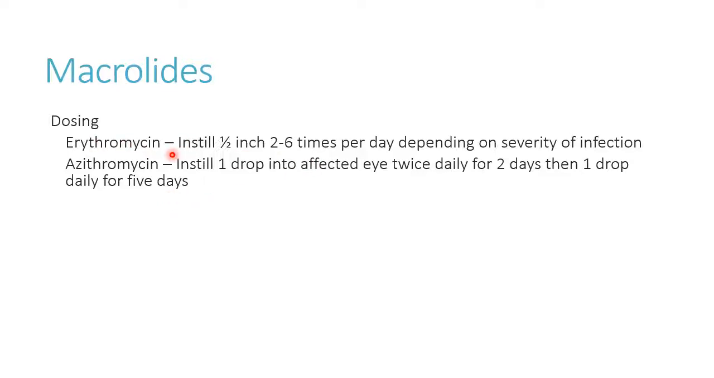So for instance, with erythromycin, maybe giving it anywhere between 2 to 6 times per day, depending on the severity of infection, right? So again, you're going to be looking at it and be like, it looks pretty bad. Let's go ahead and do 4 times a day. Let's do 6 times a day. But again, the more frequently you give it, the less compliant the patient is likely to be. Okay.